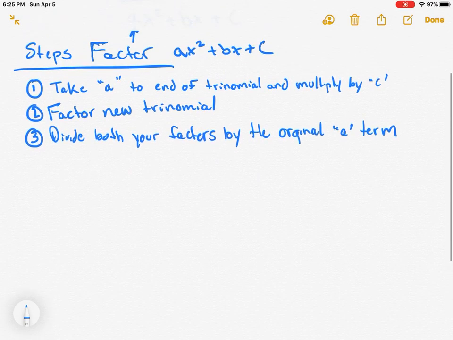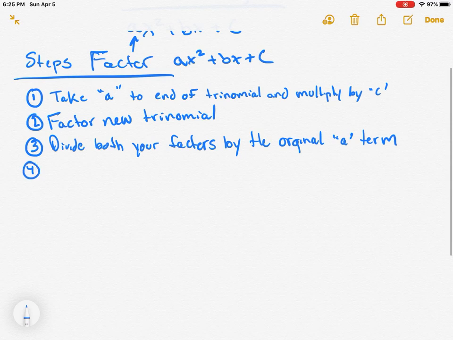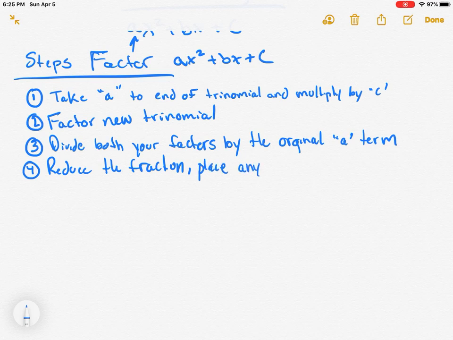Next step. Yep, there's one more. There's a fourth step. Fourth step, reduce the fraction. If you have a denominator, like say you can't divide a evenly back into the new factor, you put it next to the variable. Okay, reduce the fraction, and then place any denominator. That's the bottom number.